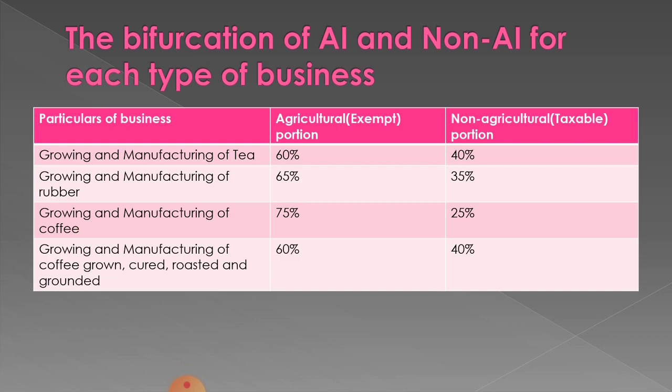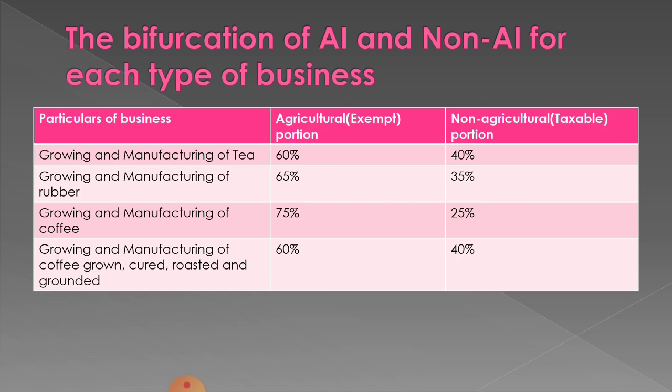Some examples of the bifurcation of agricultural income and non-agricultural income are as follows. See, these are some of the examples of income which is considered as partially agricultural income and partially non-agricultural income. Here, agricultural incomes are exempted from tax and non-agricultural incomes are taxable under the head profits and gains from business. See, the first one, growing and manufacturing of tea. Here, 60% of growing and manufacturing of tea income is exempted and 40% of such income is considered as non-agricultural income and taxable under the head profits and gains from business.